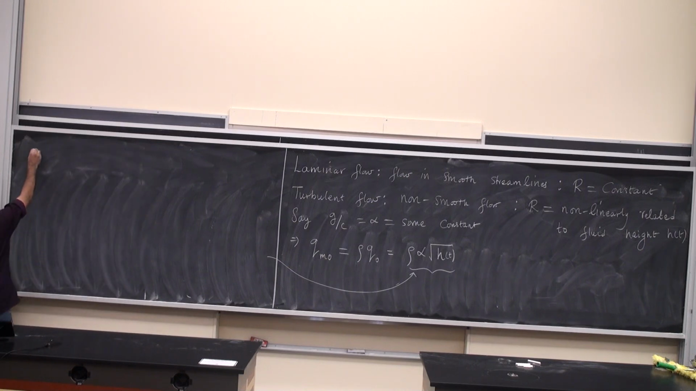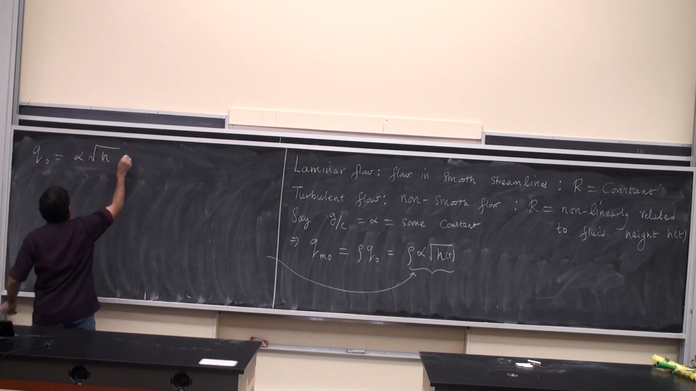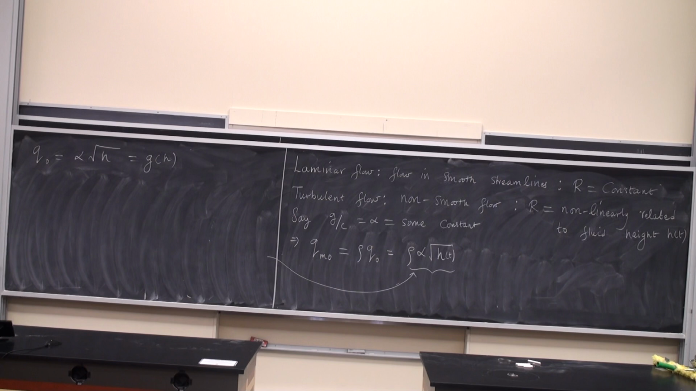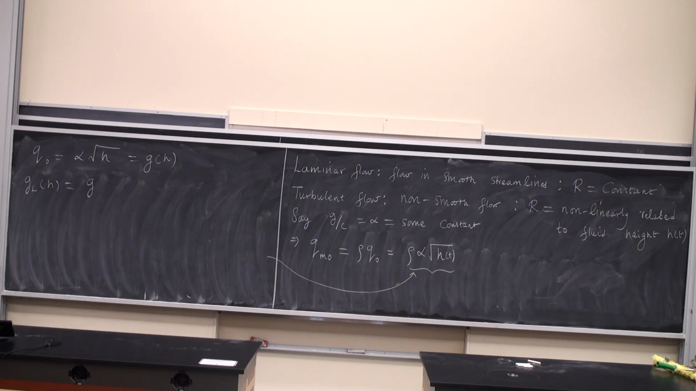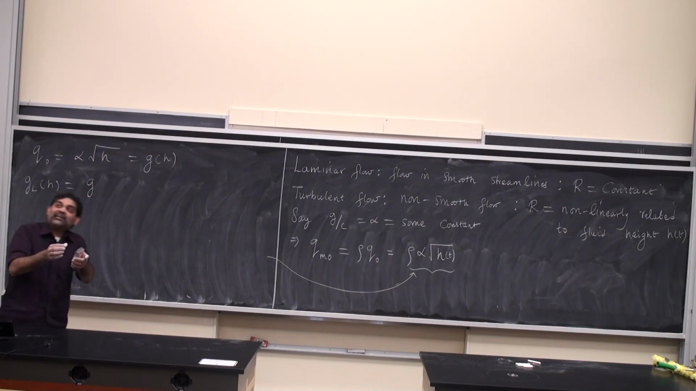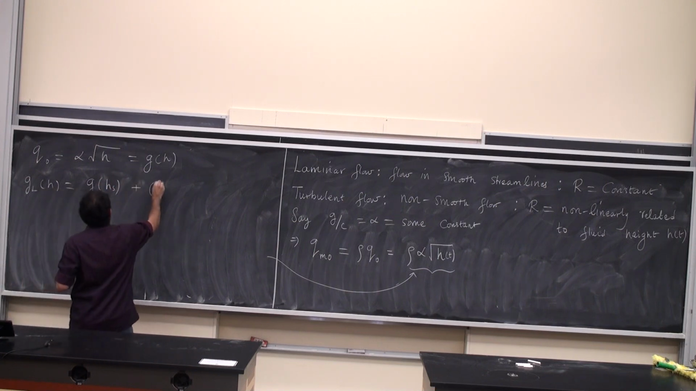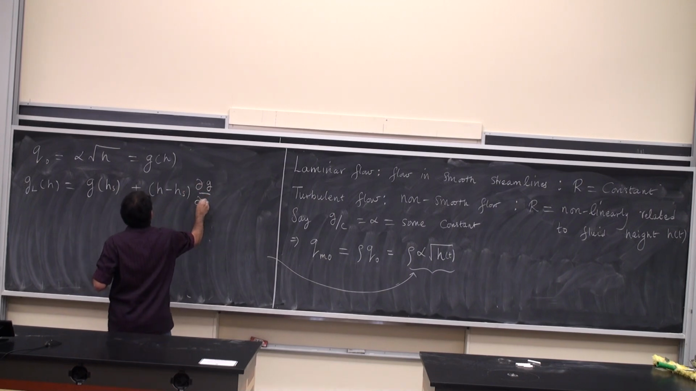I have Q naught, which is alpha, this is g of h. I need to linearize this as well, okay, because this is also nonlinear. So gl is, first of all, g evaluated at the operating point. This is a function of only h, so this is just g at hs plus h minus hs times dg by dh.